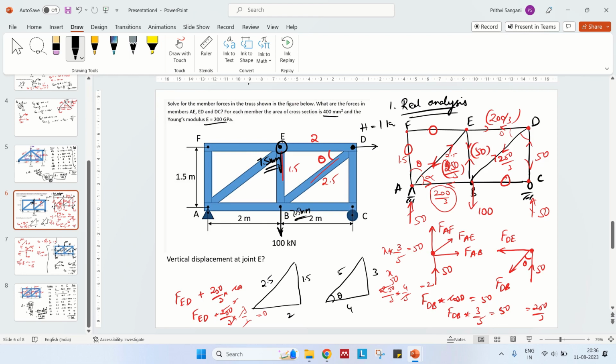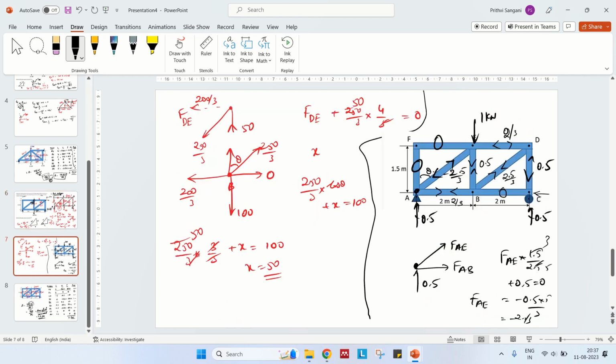If in the question it was asked to find the horizontal displacement of this roller support, this roller support can move in this direction, right? So if this is asked, then you apply a horizontal virtual load of 1 kilonewton and solve for the internal forces, then you multiply PUL, do the summation, divide it by AE and find the answer.